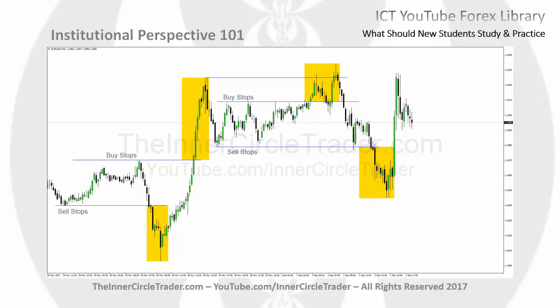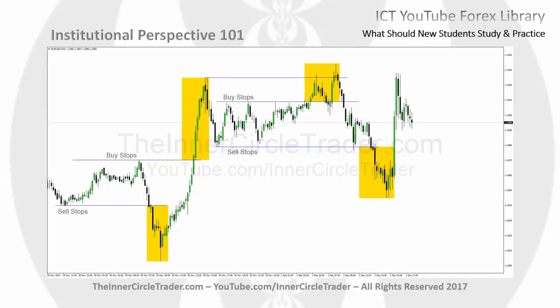So when everyone else in the retail world is looking for indicators to give them buy and sell points, institutions are thinking, where are the orders resting right now? The easiest way I have learned to teach traders to start with, and there are other ways to do this, but as far as I'm going to go in the free content, this is the only one I'm going to teach. It's a very simple one, and literally a 5-year-old can see it in the chart.